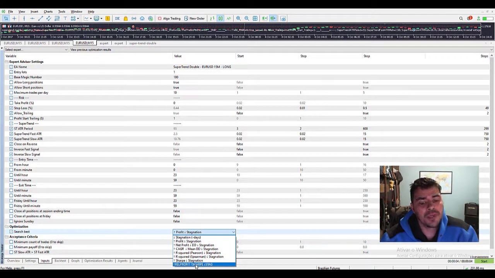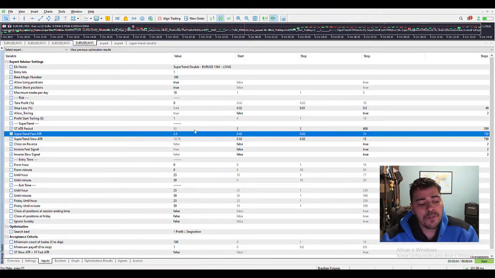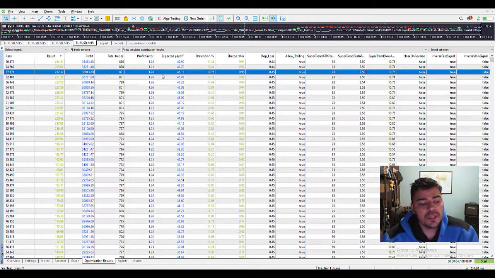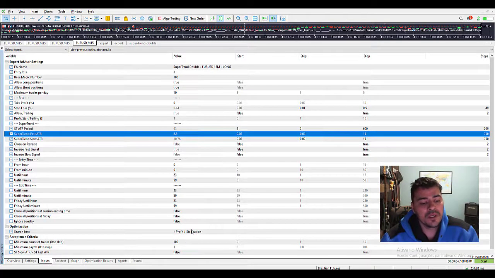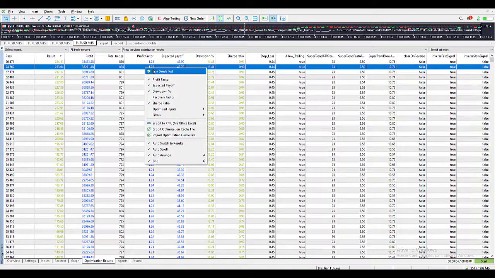Very good stuff, man. And what's more, I have done some optimization, and those are the results. Very good results using the metric profit, high profit, low stagnation. And I will run the backtest for you.